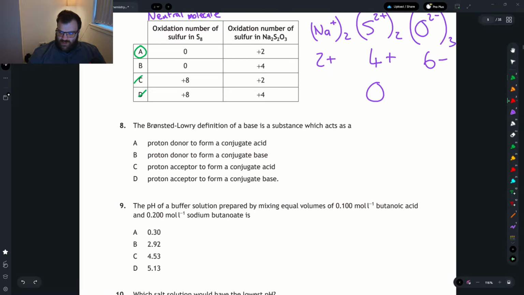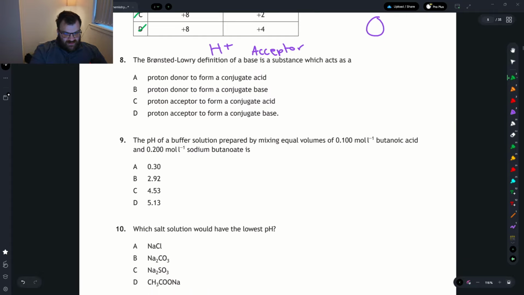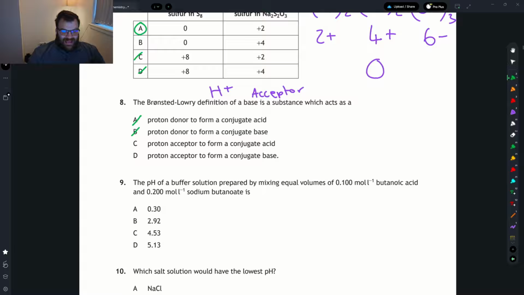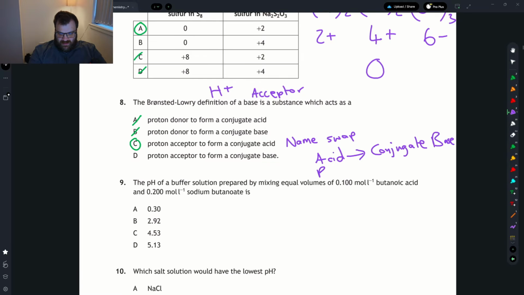Next one, we're talking about a Brønsted-Lowry base. An acid is a proton donor. A base is a proton acceptor. That narrows me down to C or D. When the base accepts the hydrogen, it then becomes the conjugate acid. So the name flips over. Acid becomes conjugate base, and base, as in this question, becomes conjugate acid.